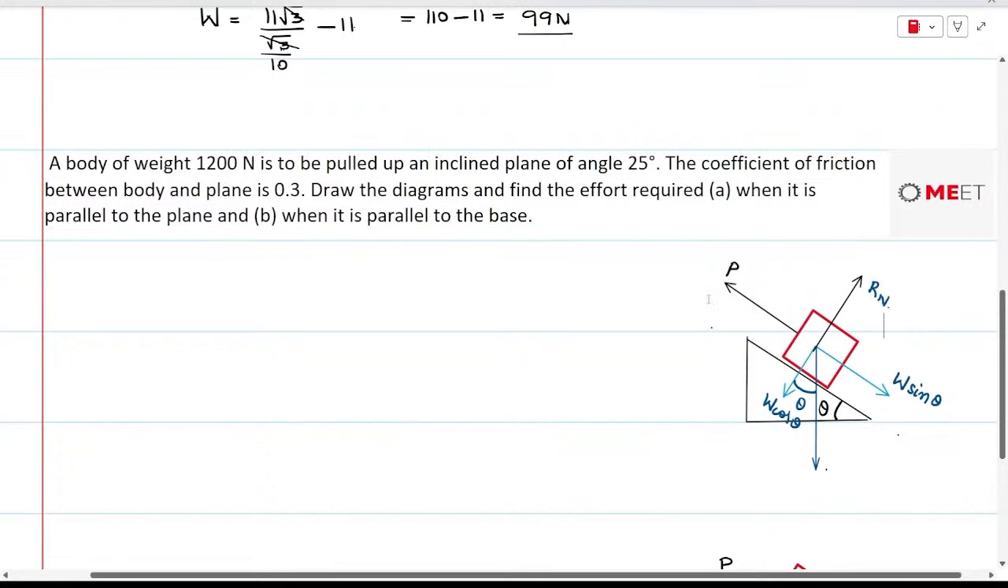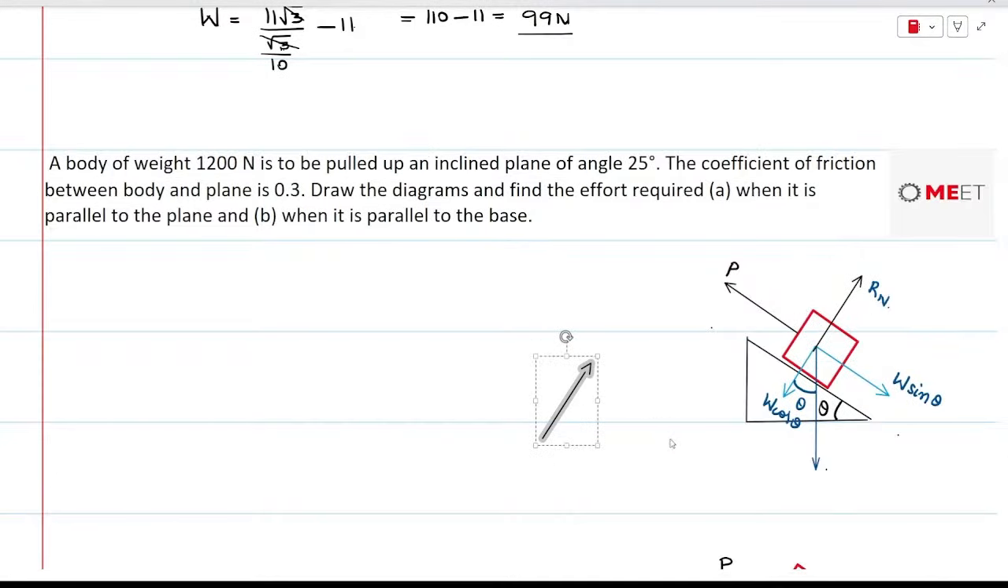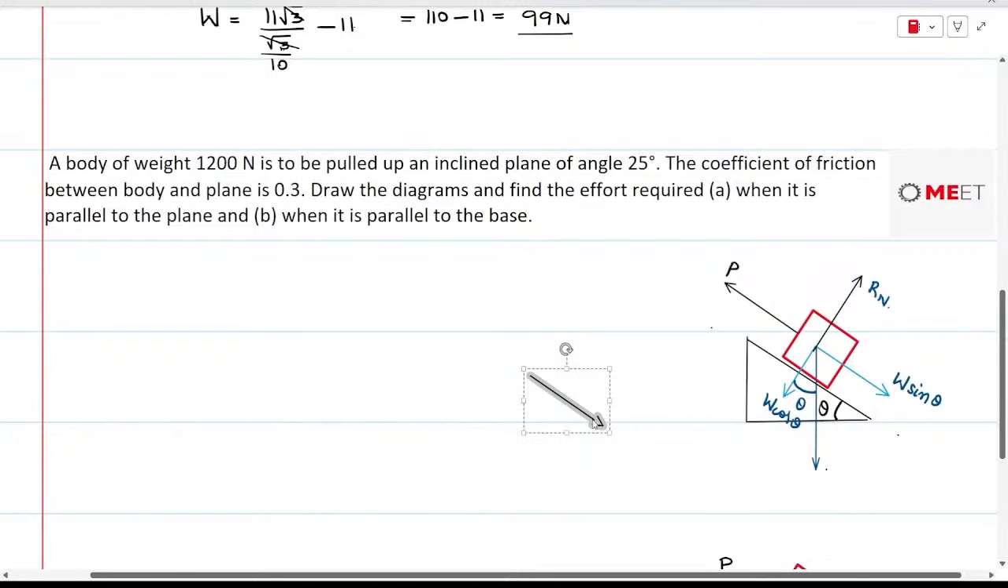And along with this, there will be the friction force that is going to oppose. So the friction force will be opposing P. That is, the friction force will be acting right downwards. So let me highlight the friction force separately. This would be the friction force that is going to act at the interface. So let's say this is F.